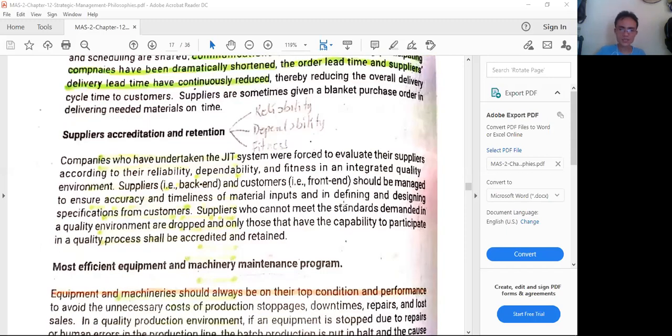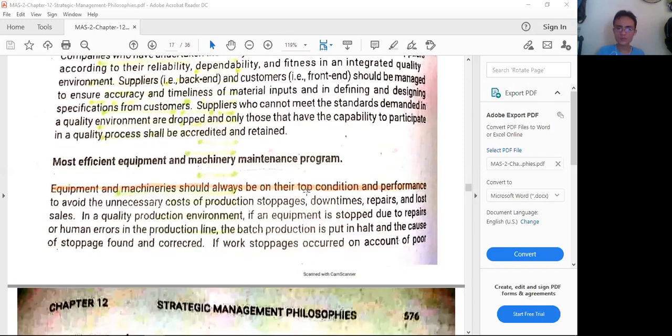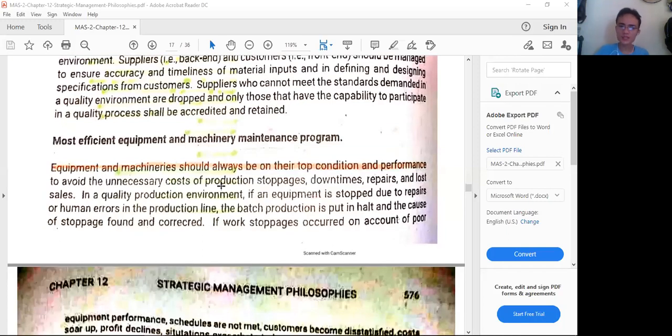All right, so for supplier accreditation and retention, we have to continuously evaluate the credibility of our suppliers. I said not just one. The suppliers are our back-end partners. Customers are our front-end customers. The equipment should be most efficient, and there should be a maintenance program for the machineries. The equipment and machinery should be in top condition and performance. Otherwise, there would be stoppages, downtimes, repairs, and lost sales. So a lot of things could happen that would affect the production, and that would now affect our philosophy of just in time.